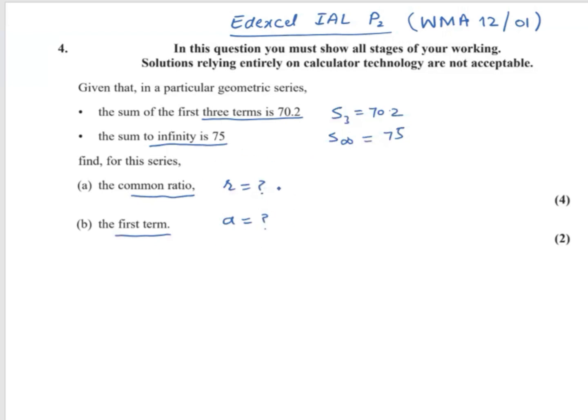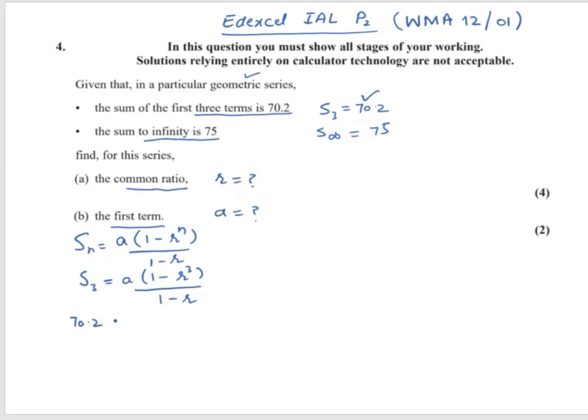To find these values, use the formula to calculate the sum to n terms of the geometric series, which is Sn equals A(1 minus R^n) divided by 1 minus R. In the formula, S3 is equal to A into (1 minus R^3) divided by (1 minus R). S3 is 70.2, so 70.2 is equal to A by (1 minus R) into (1 minus R cube). Label it as equation number 1.